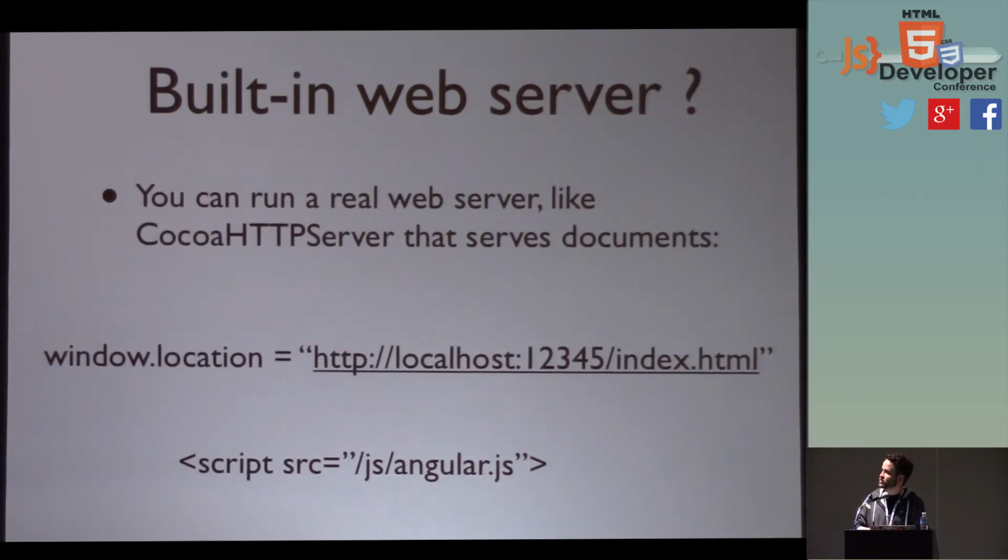So one way to solve this is to actually run a built-in web server. So you could, for example, in iOS, run the Cocoa HTTP web server that would serve the documents from the actual device. So you basically need to have some port opened there, other than 80, because 80 requires root access. And when you do this, you get these nice paths for your scripts and images and whatnot that start with the slash, no matter where you are in the app.